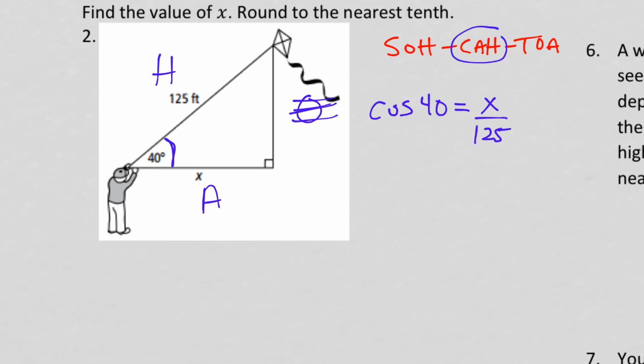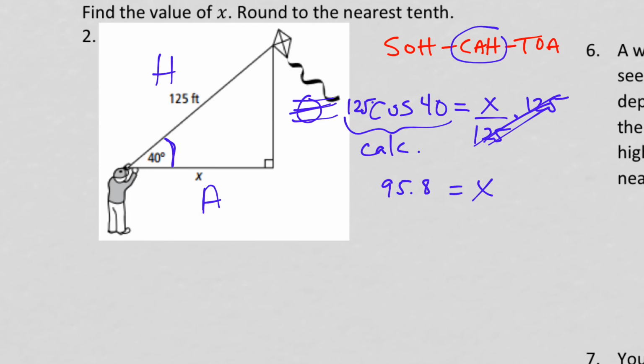At this point now I can solve this equation by multiplying both sides by 125. So that cancels. And then here, this is now the job of the calculator. So if you go on decimals.com/scientific, you can press that in, and you're going to find that this is going to have a length of 95.8 feet, approximately.